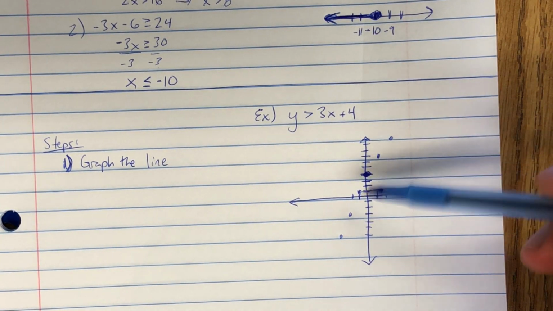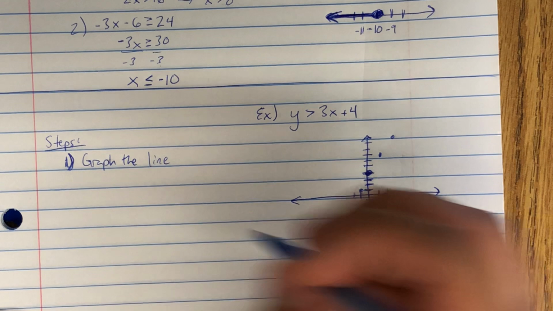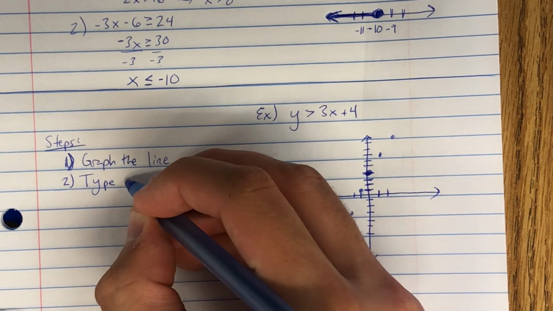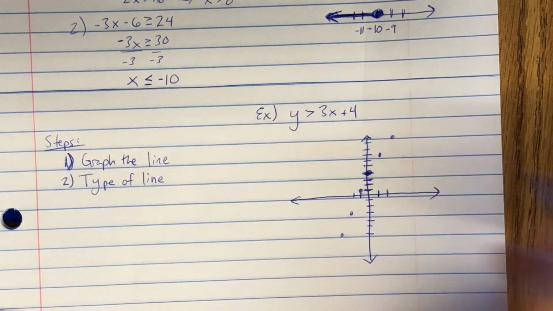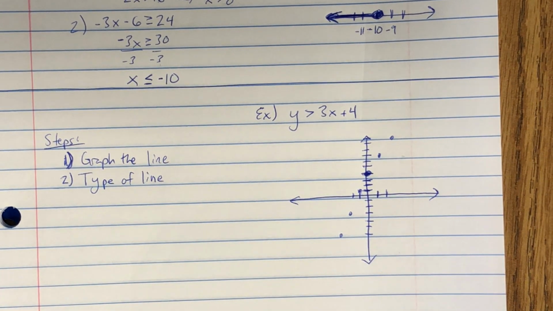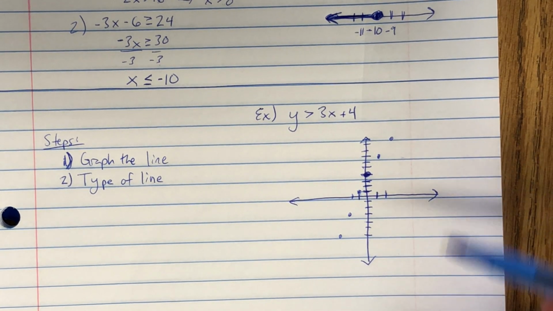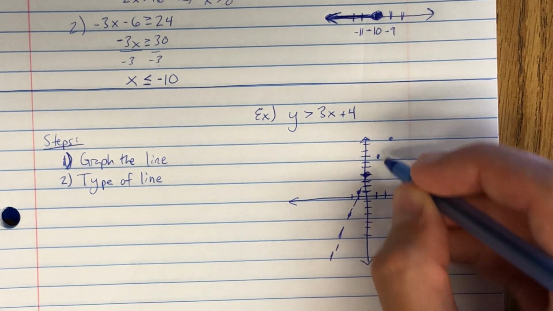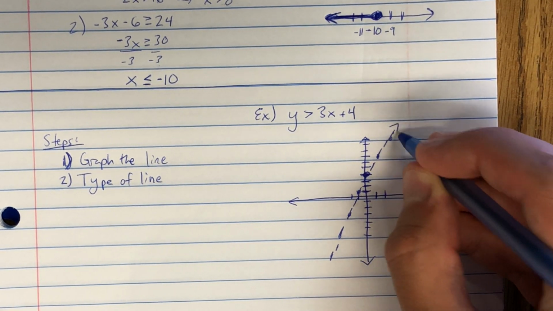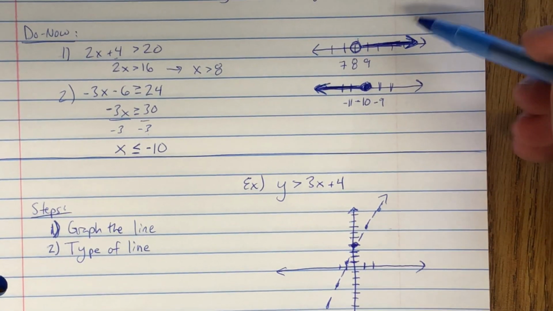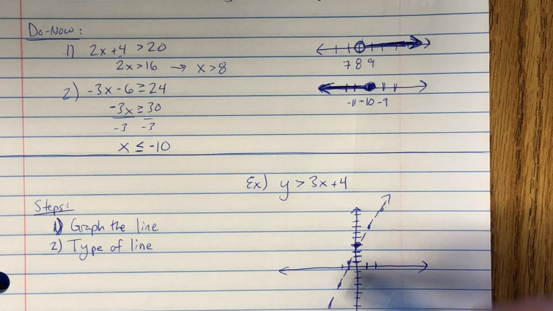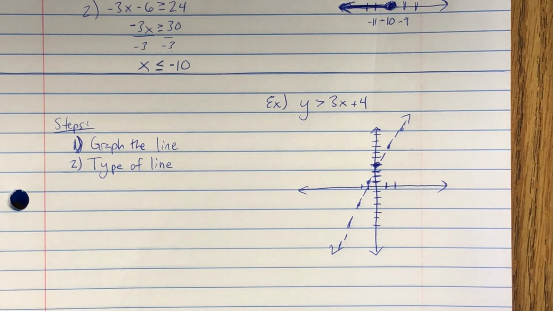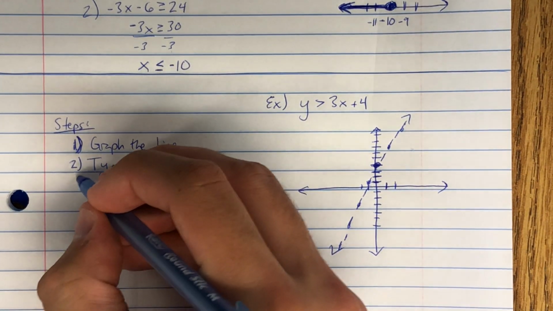However, when you're graphing linear inequalities, there are a couple different types of lines. So our second step is determine the type of line. So with linear inequalities, when it is just greater than or just less than, we have a dashed line. So it's like the equivalent of an open circle that we saw above. This dashed line means it's not including the points on that line. That's why it's greater than, but not equal to.